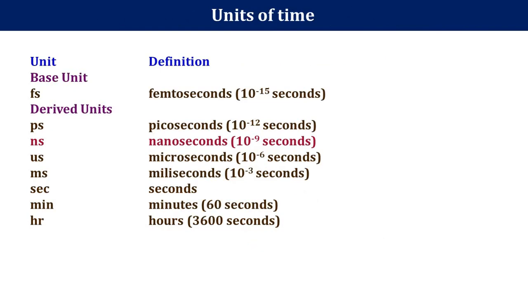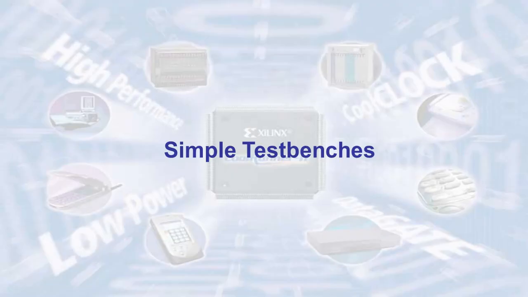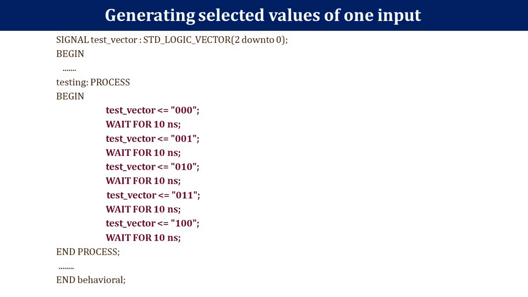These are the units. Already you are familiar with this. Fs means femtoseconds, picoseconds. Picosecond means 10 raised to minus 12 second, nanosecond 10 raised to minus 9, microsecond 10 raised to minus 6, millisecond 10 raised to minus 3 second, then minute equal to 60 seconds, hour equal to 3600 seconds. Let's see some simple test benches.